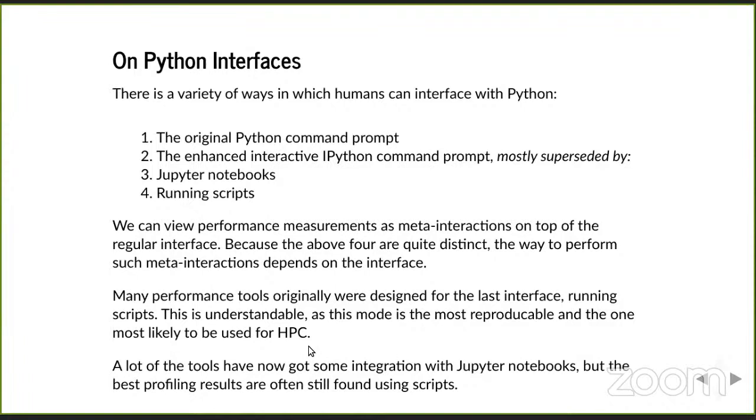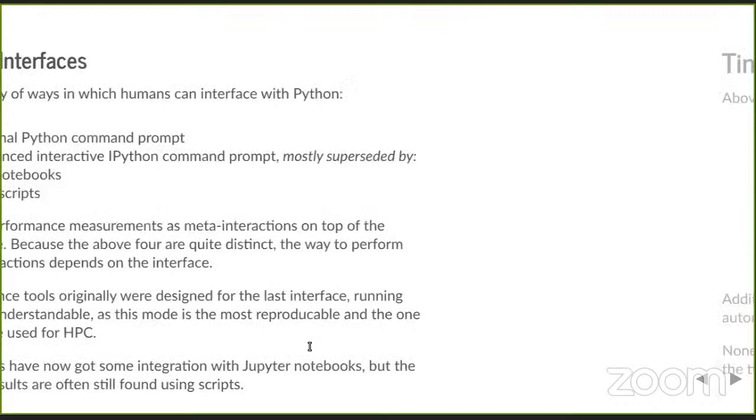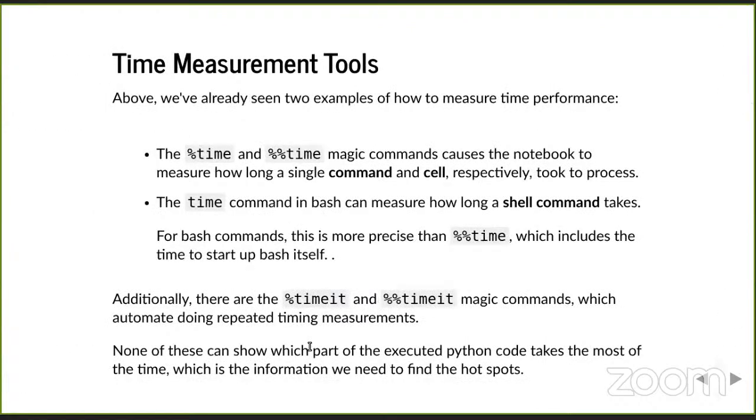Okay, so time measurement tools. We already saw a few. We saw the percent time magic command that only works in the Jupyter Notebook, doesn't work in general Python. And it can either measure how long a single command goes with just percent time, or a whole cell in the notebook with percent percent time, which is great. And then an equivalent command for the bash shell, which was just called time. So you'll often see exclamation mark time and then the command, or percent percent bash and then time.